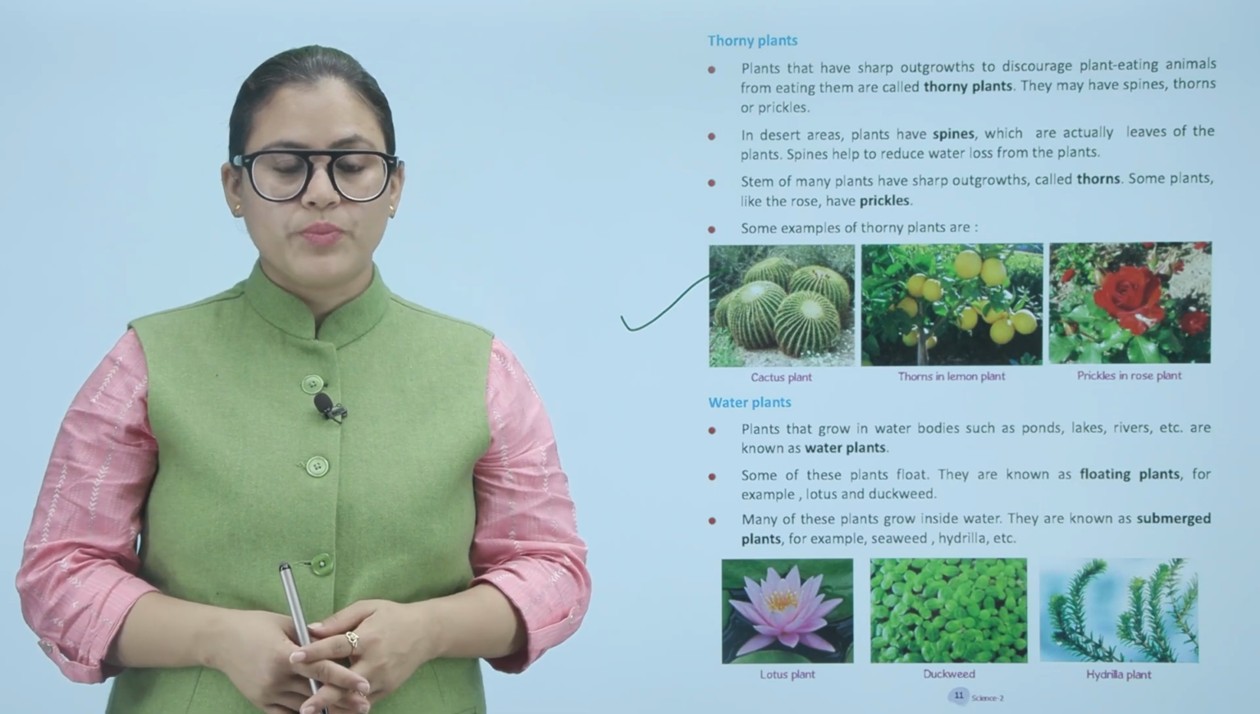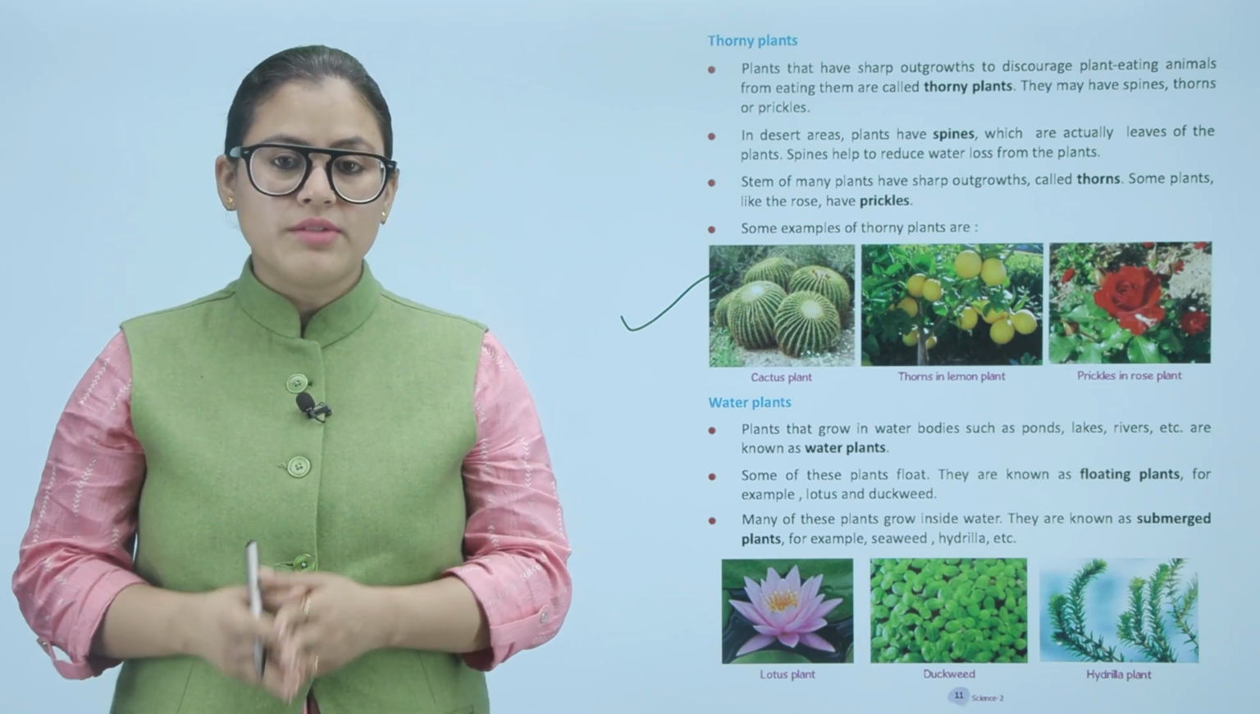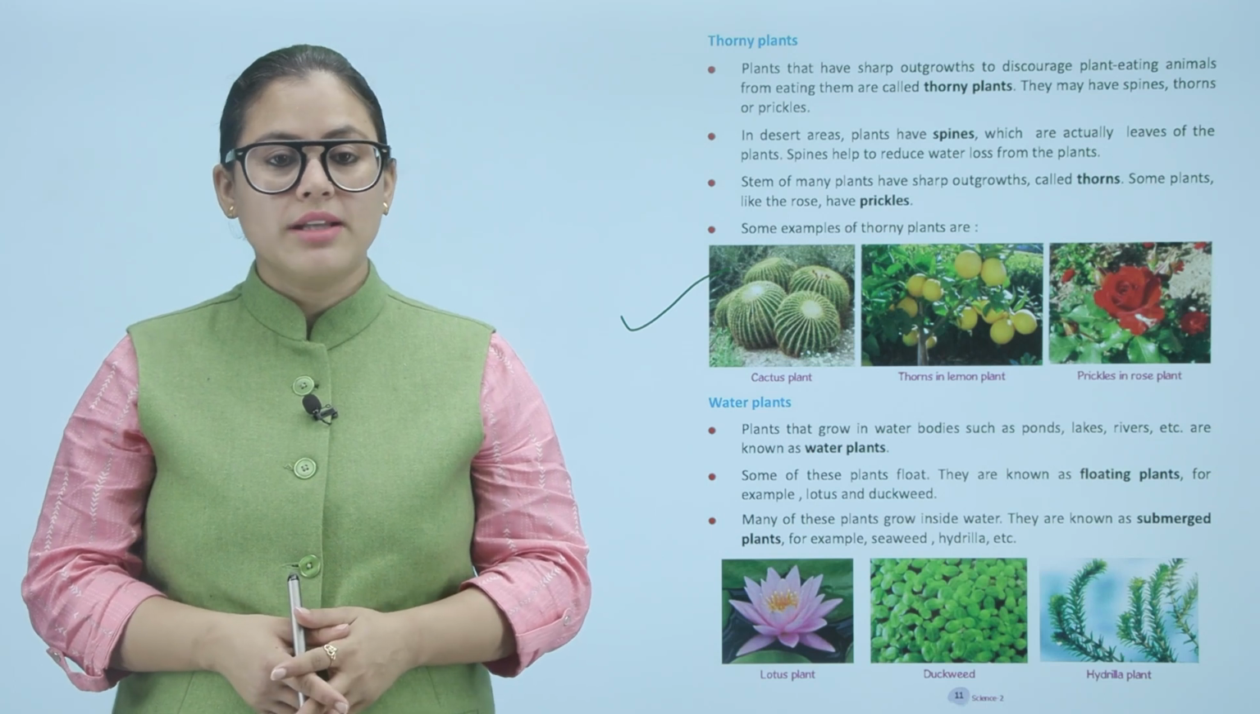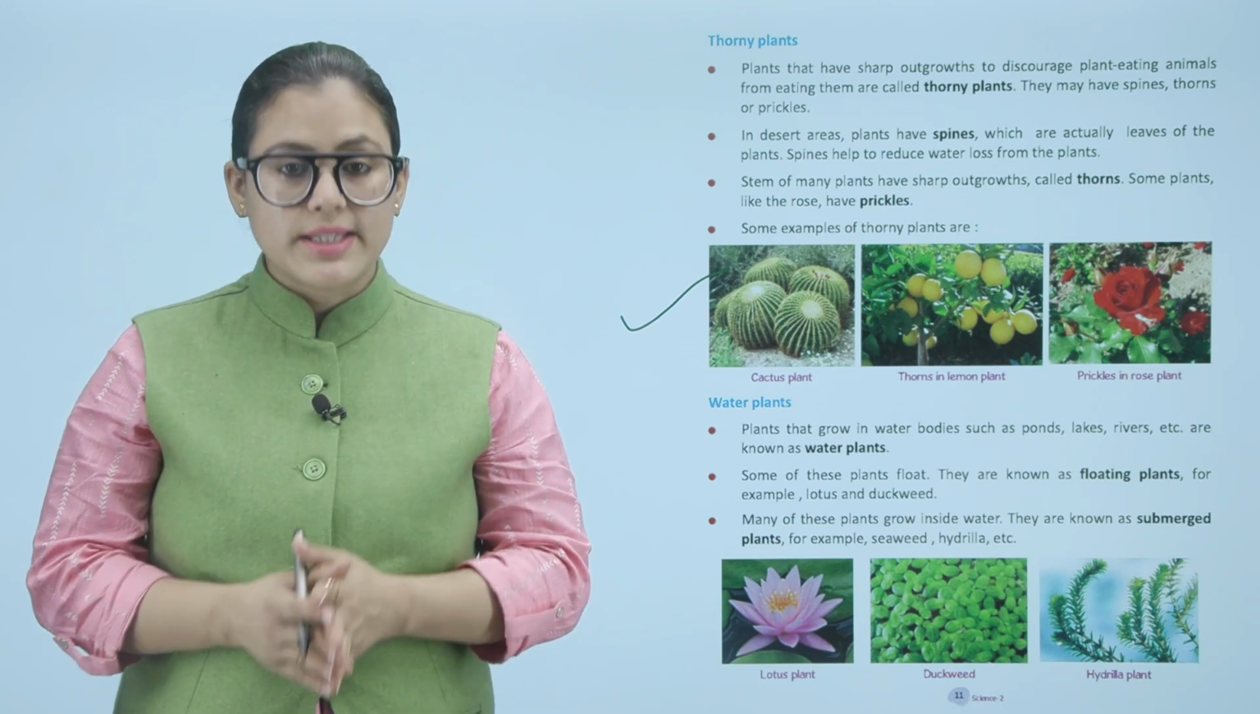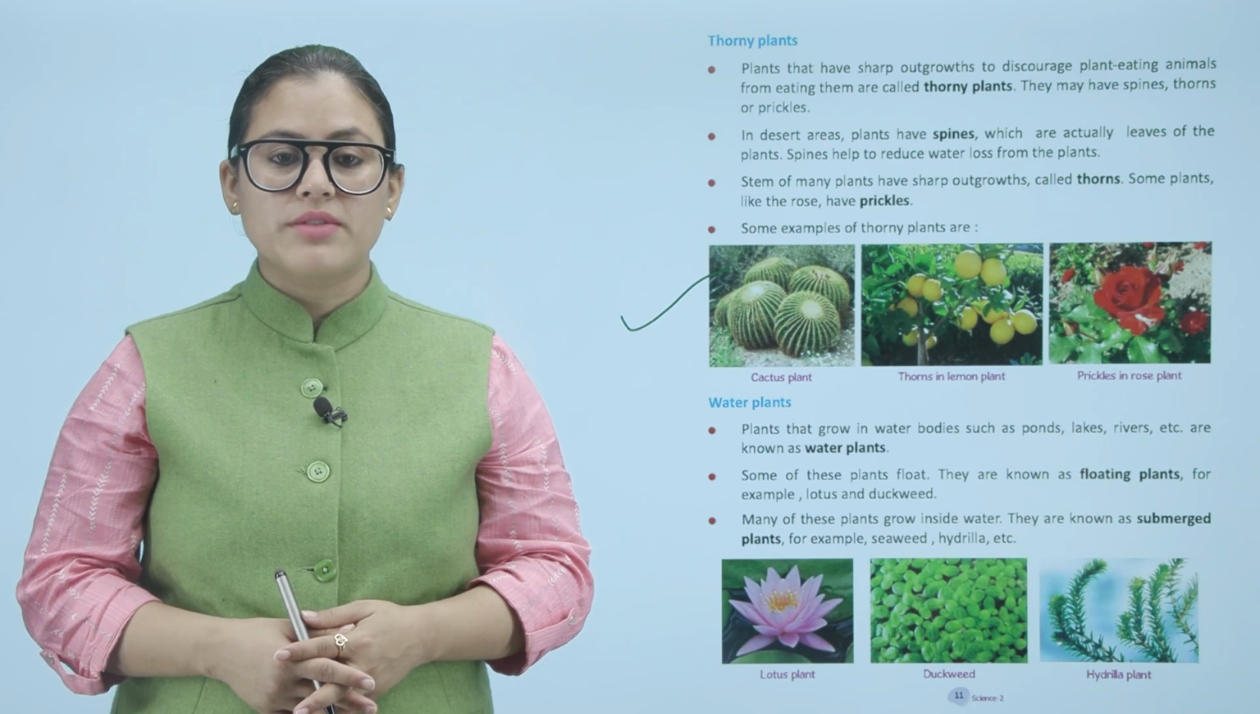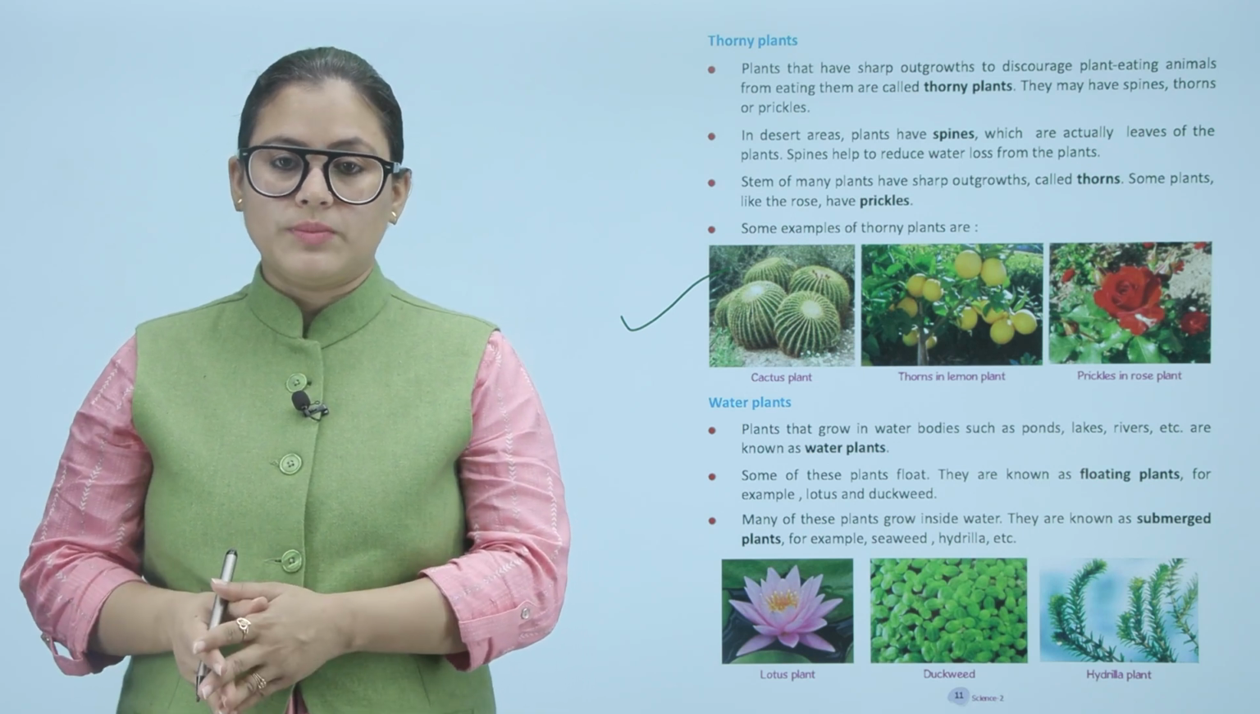Water plants. Plants that grow in water bodies such as ponds, lakes, rivers, etc. are known as water plants. Some of these plants float. They are known as floating plants, for example, lotus and duckweed. Many of these plants grow inside water. They are known as submerged plants, for example, seaweed, hydrilla, etc.